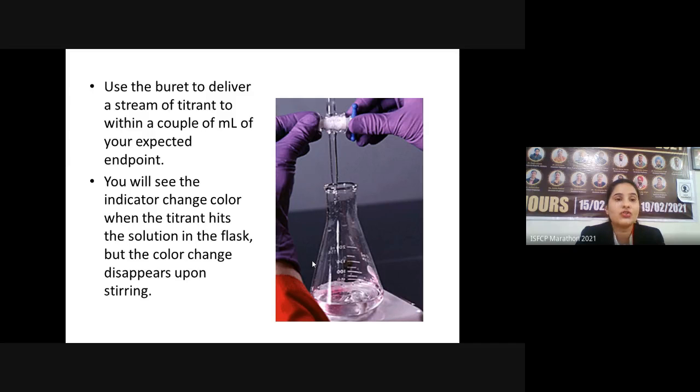So we use a burette to deliver a stream of titrant, that is the standard solution which is present in the burette. The solution is added into the flask till the end point is observed, and the end point is always indicated by the change in the color. Whenever the change in the color is observed, the end point is noted down. The volume required for the endpoint is noted by taking the reading from the burette.